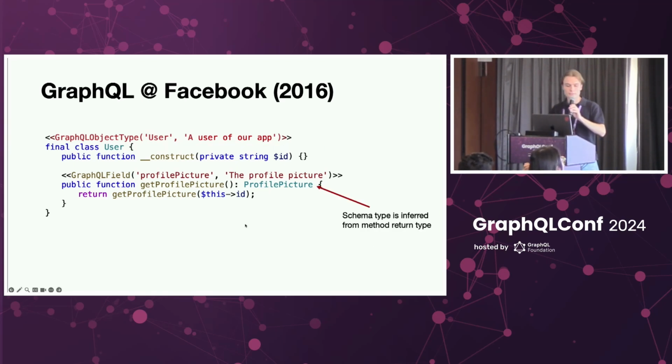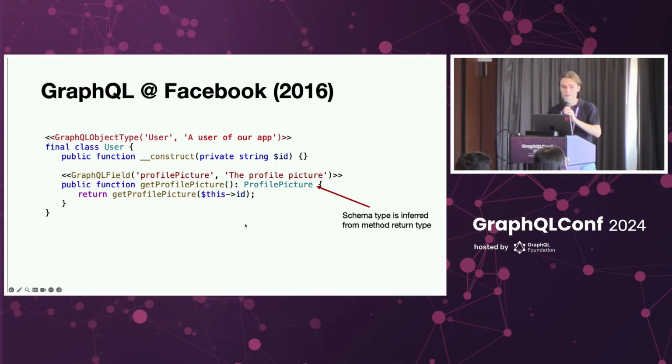And the beauty about this is that this implementation basically infers all of the schema types from your type annotations in your native language. So in this case, the profile picture is another GraphQL object type, which is then connected to the user type, and this is reflected in the schema.